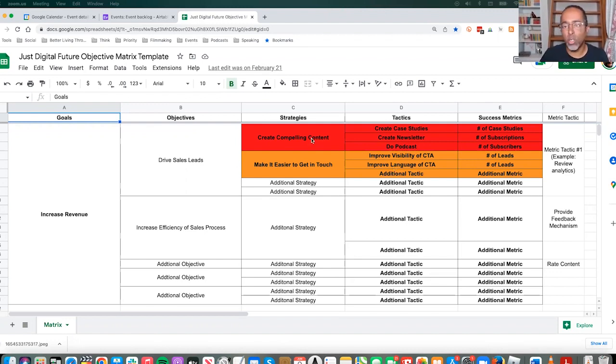What do you mean when you say create compelling content? We mean create case studies, create a newsletter, do a podcast. What do you mean when you say make it easier to get in touch? Let's improve the visibility of the call to action. Let's improve the language of the call to action.